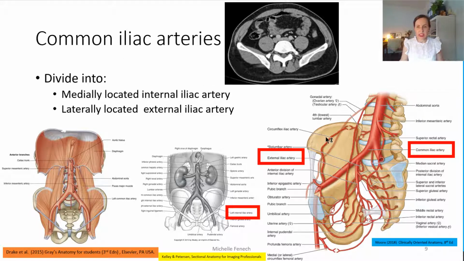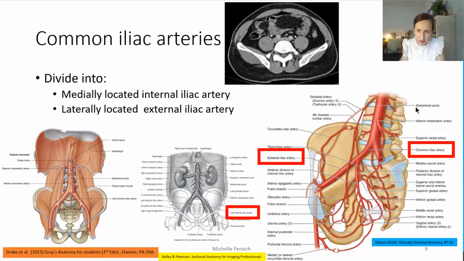Our common iliac arteries are going to then travel down, and then they're going to bifurcate into an internal iliac artery and then the external iliac artery. So the internal iliac arteries, you can see they're more medially located. And then the external iliac, think they're more external. They're going to become more superficial as well, but they're also going to sit more laterally. And so that's how we tell the difference between our internal and our external.